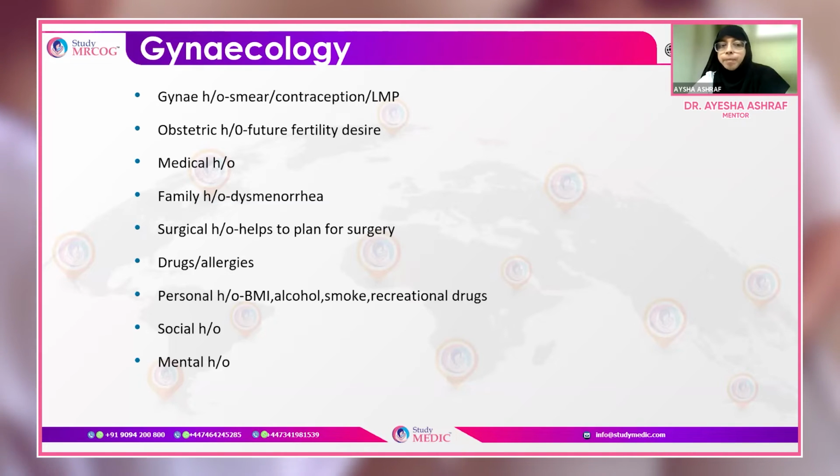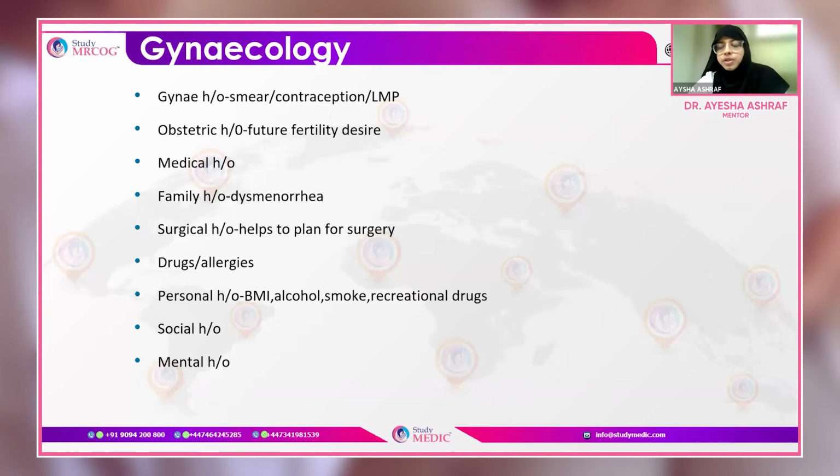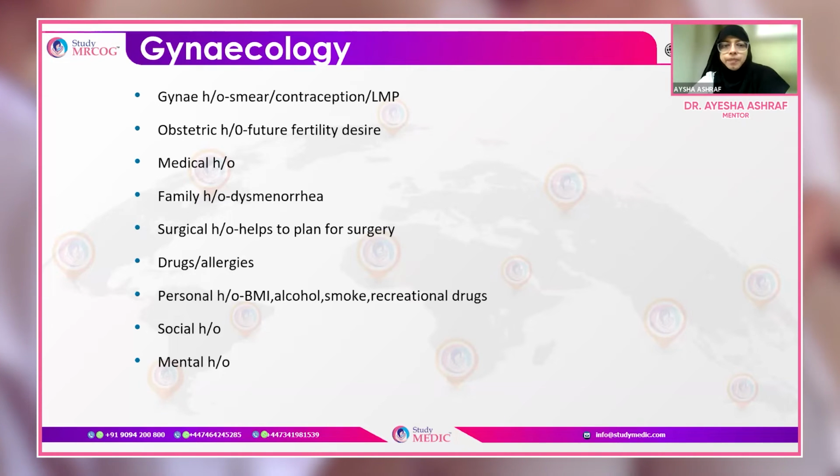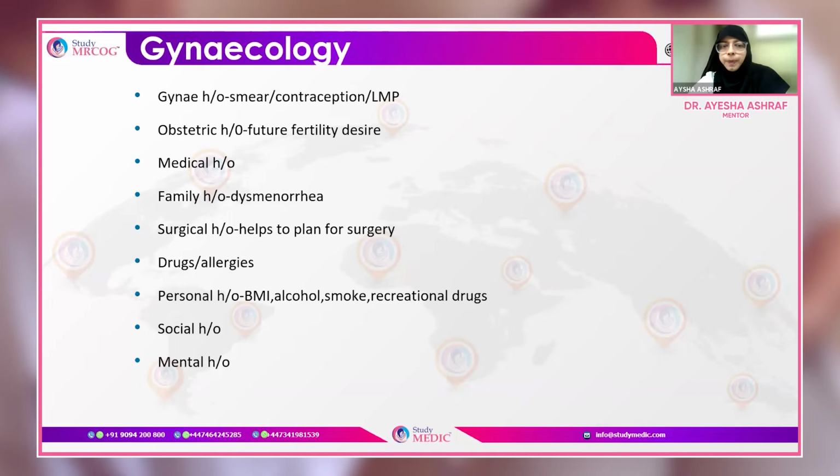Medical history like diabetes, any other comorbidities like hypertension or thyroid disease need to be elicited, because if the patient is undergoing any surgery, all these conditions have to be optimized before surgery. Again, family history, ask about the dysmenorrhea and as well as about the clots in the family.